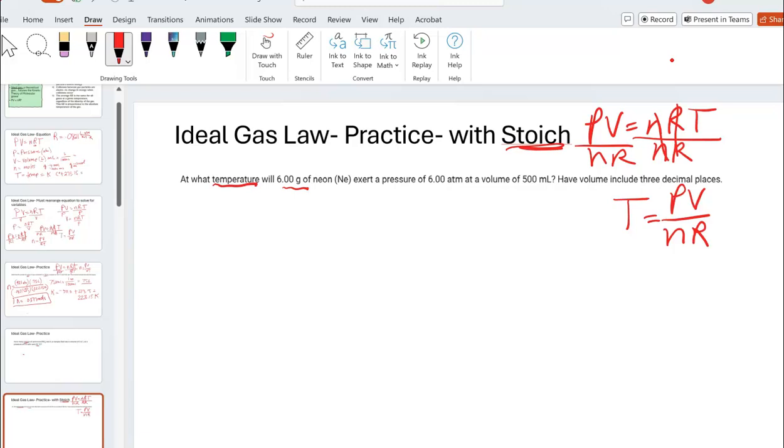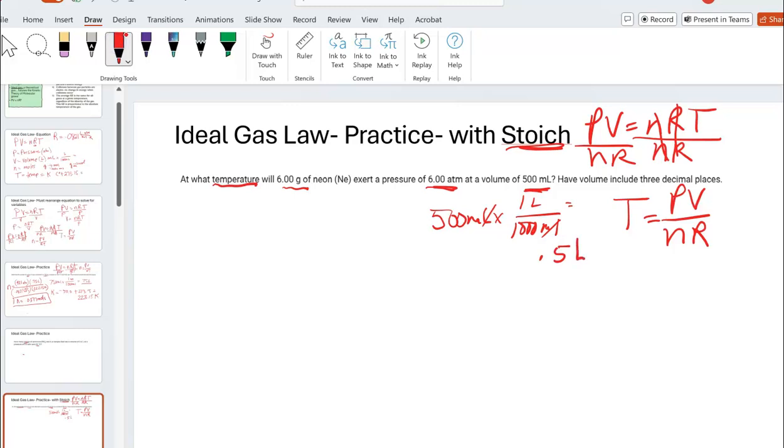Now there's a few changes we have to make. Our pressure's in atmospheres, so that's good. Our volume is in milliliters, so we've got to convert that. So 500 milliliters, I'm going to have to divide by 1,000. So my volume is now 0.5 liters.